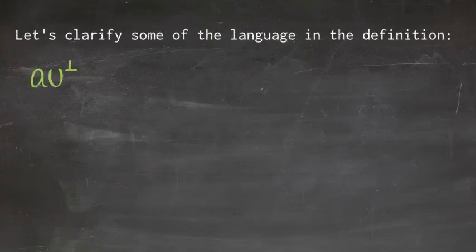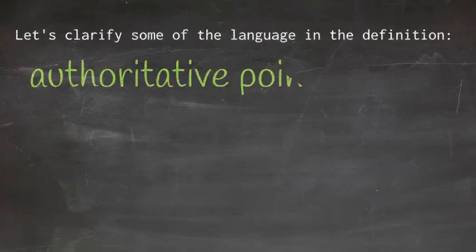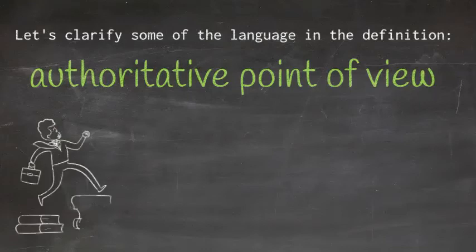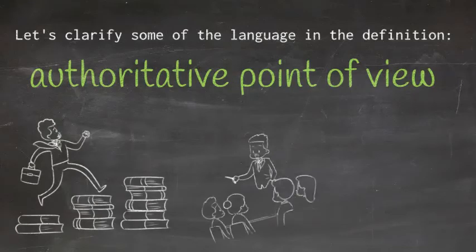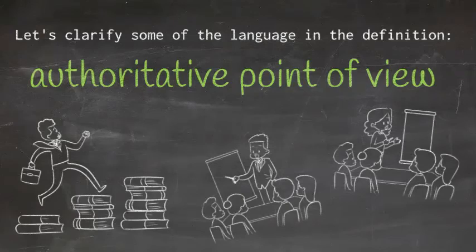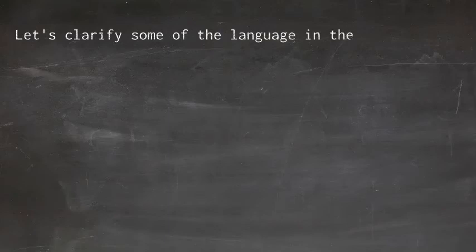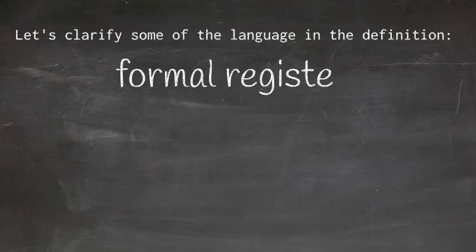The fourth phrase I'd like you to examine is authoritative point of view. What does this mean, and how does it relate to writing academic essays? How might one develop an authoritative point of view? Write down your thoughts on that question. Finally, what does the term formal register mean? How or why might this be important in a college composition class?